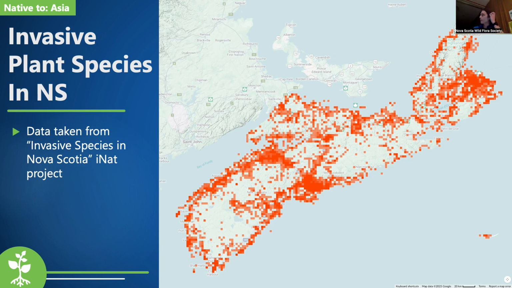And so this is a map here from that project again, showing where invasive plants are. You can see they're pretty much everywhere, but you can see a lot of focus points where there's more human activity, as they are associated with the movement of us. And this also underrepresents the true numbers. This is just what's been reported onto iNaturalist. And so there are many unknown observations out there.